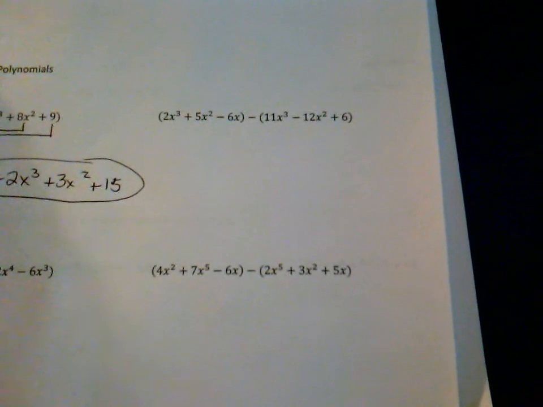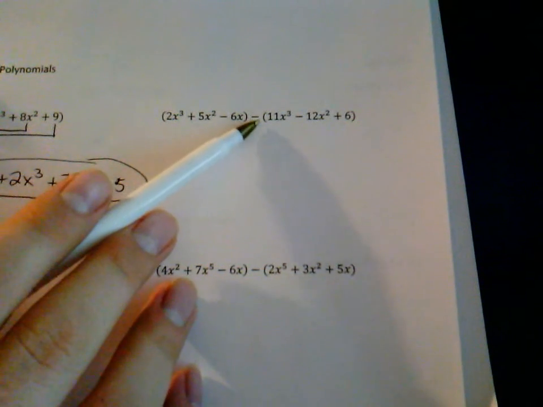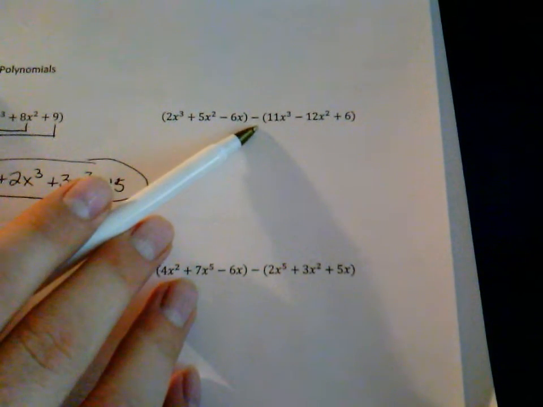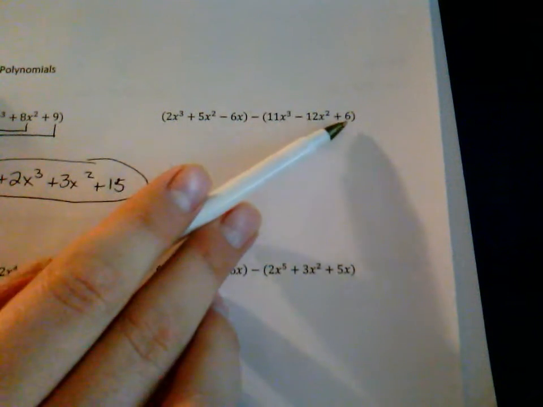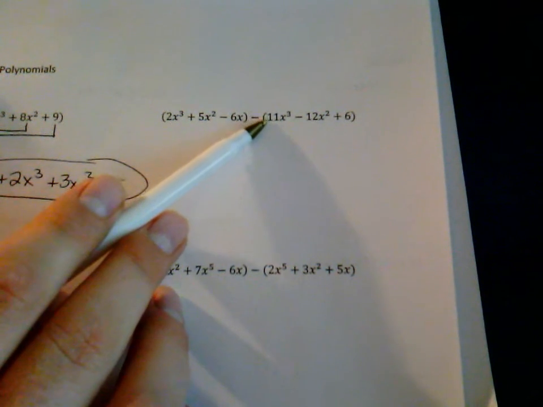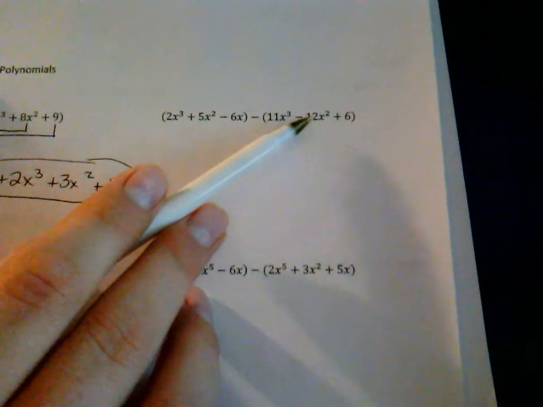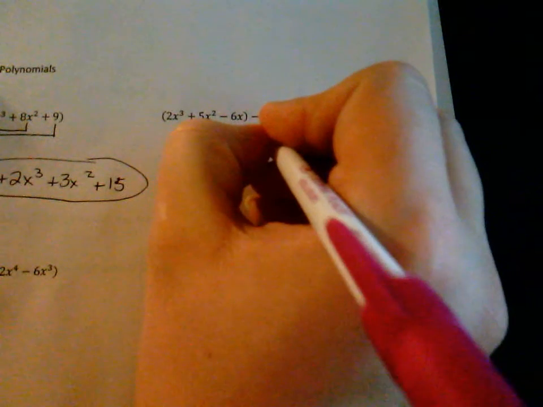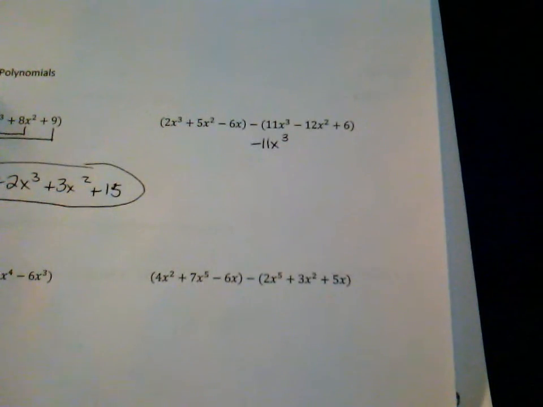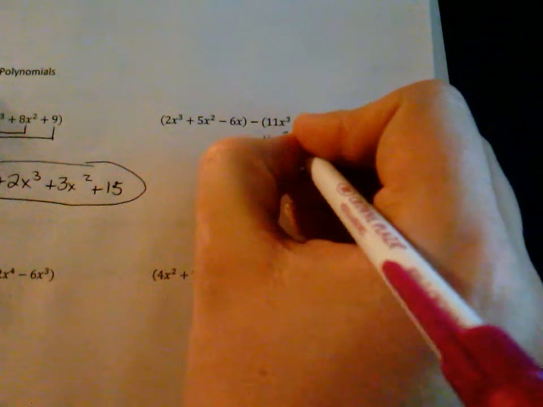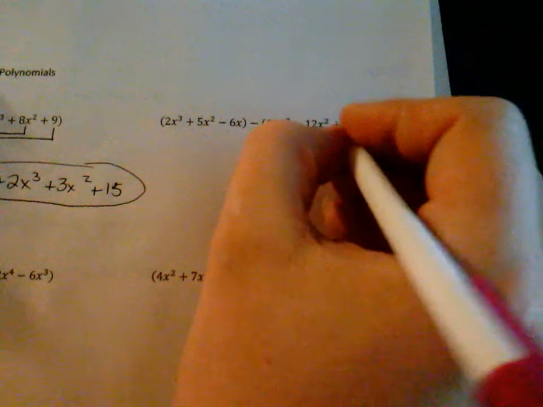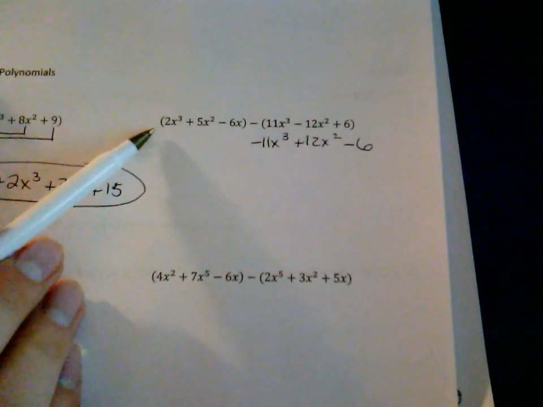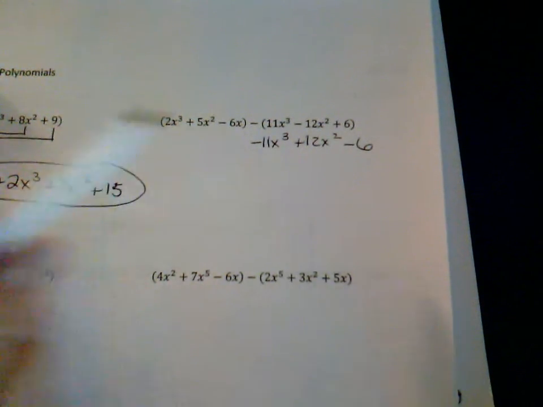Now let's get into subtracting. The only difference is that we have to distribute this negative sign, and what that means is you're going to change all the signs in here to the opposite. For example, there's nothing in front of this, so it's positive. This one's negative, this one's positive. So it's going to turn into a negative 11x^3, a positive 12x^2, and a negative 6. This one does not change. This whole thing does not change.